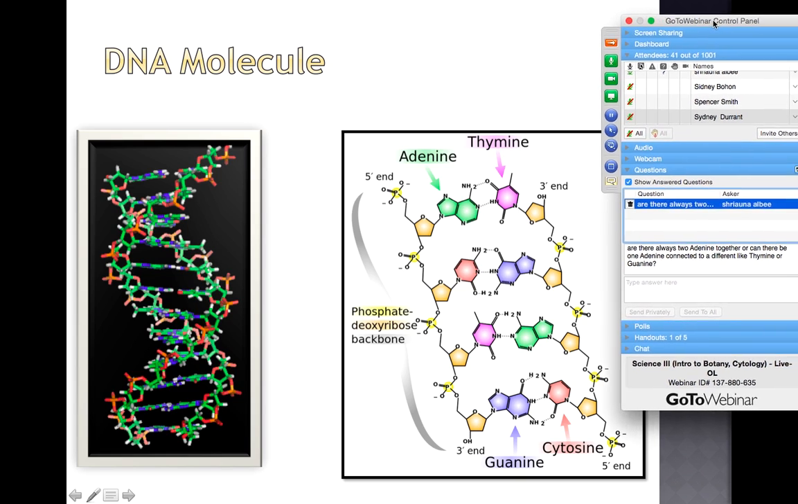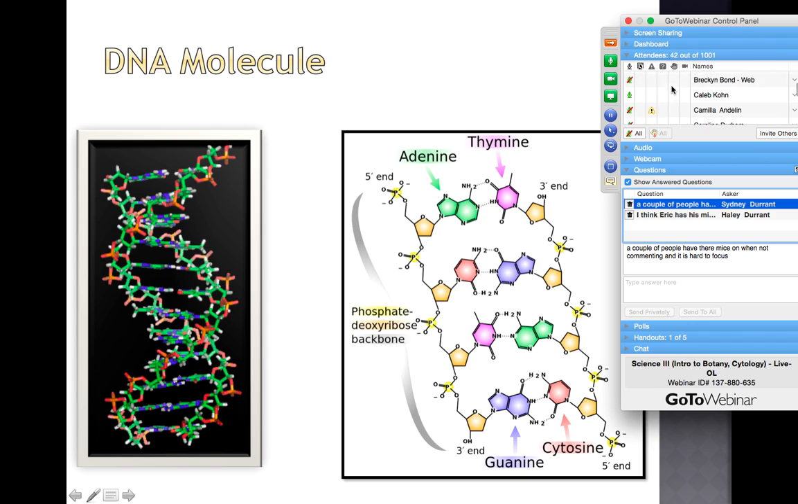Shurana asked a question here. It says, are there always two adenine together, or can there be one adenine connected to a different type, like thymine or guanine? How do the amino parts of the amino acids connect to each other? Yes, these are the hydrogen bonds between the amino parts.